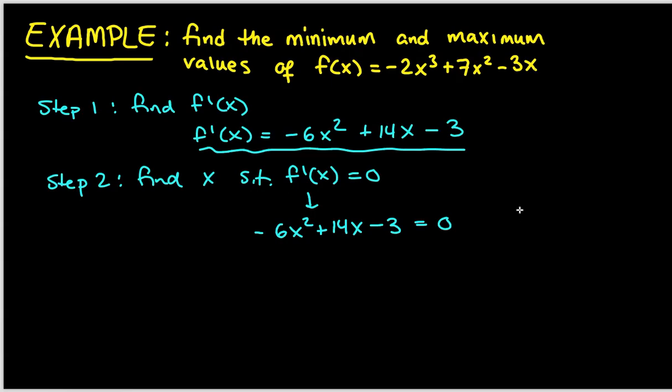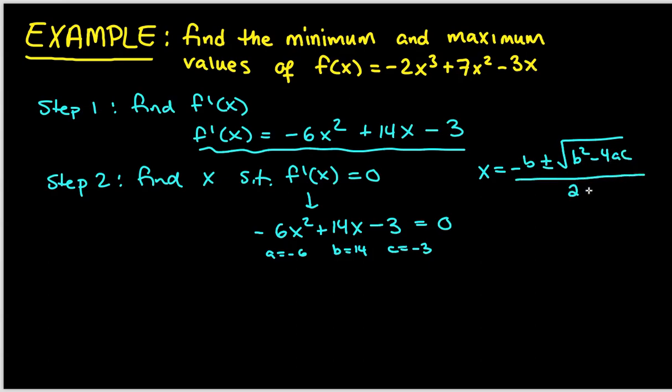Okay, so how do you find x in this situation? Well, you have another quadratic. And unfortunately, unlike the last quadratic, we can't factor this quadratic. But what can we always use to find solutions to quadratic equations? We can always use the quadratic formula. If a is equal to negative 6, b is equal to 14, and c is equal to negative 3, our quadratic formula is x equals negative b plus or minus the square root of b squared minus 4ac, over 2 times a.